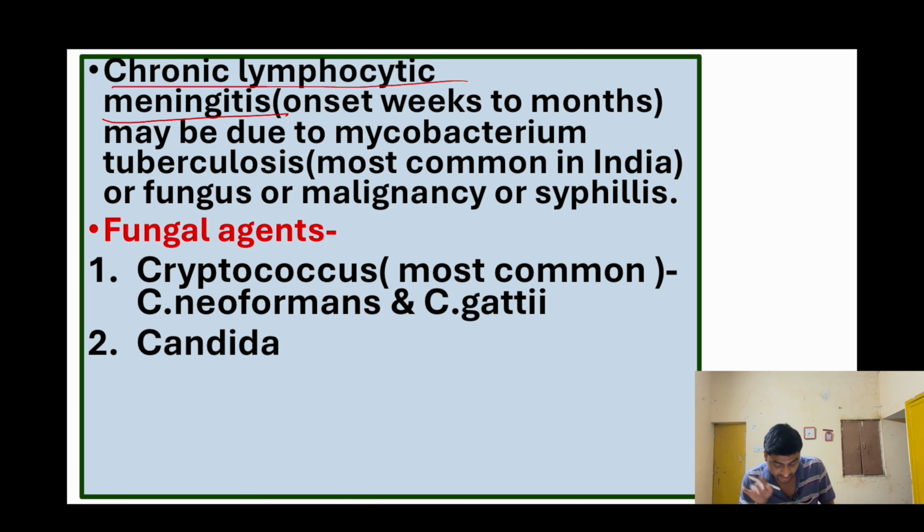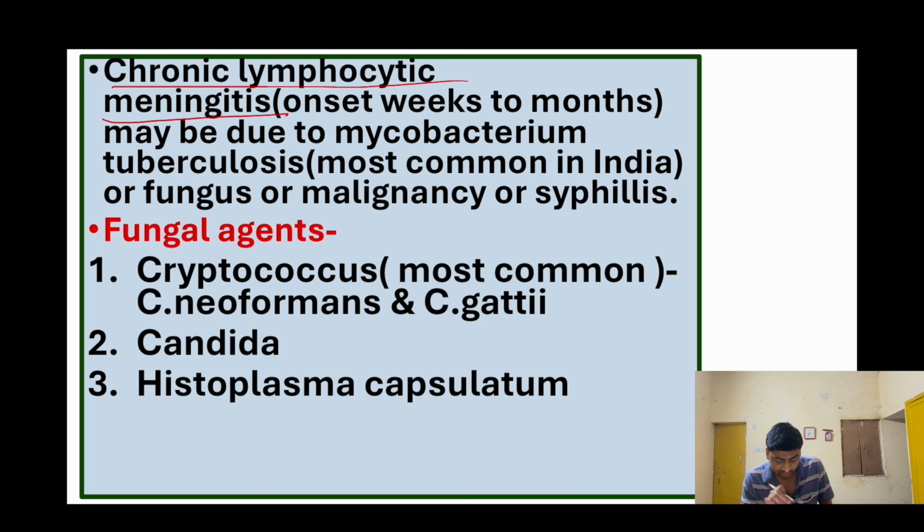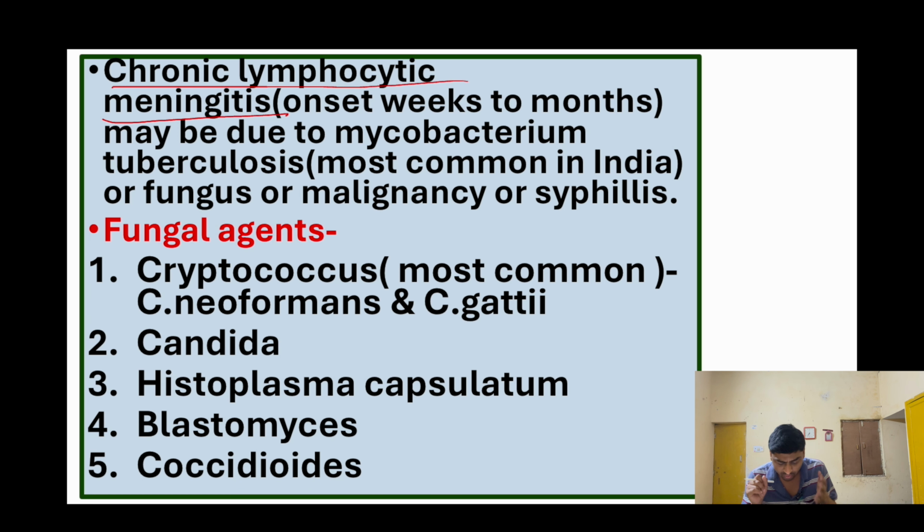Second one is Candida. Third is Histoplasma capsulatum, which causes histoplasmosis. Fourth is Blastomyces, and fifth is Coccidioides. So these are the fungal agents: Cryptococcus, the most common, and Candida, Histoplasma capsulatum, Blastomyces, and Coccidioides.